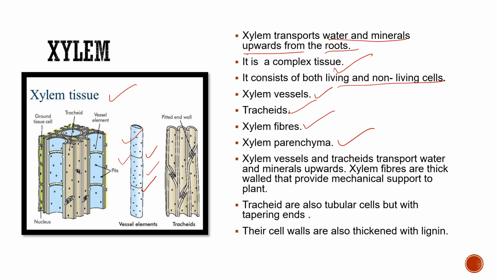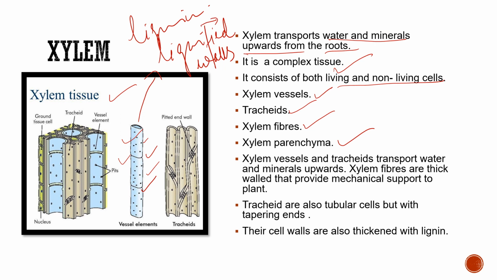Their walls are made up of lignin, so they have lignified walls, which means their walls contain lignin. Lignin makes these cells stiff and provides support. So what is this lignin doing? It is providing structural support. Is it clear? It is providing structural support.